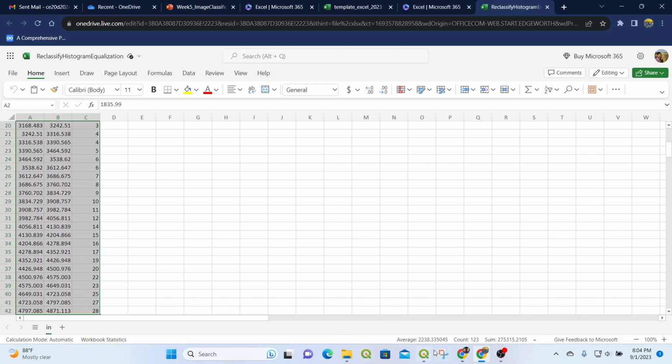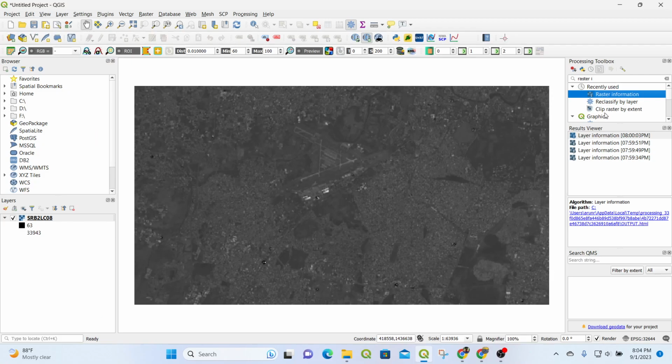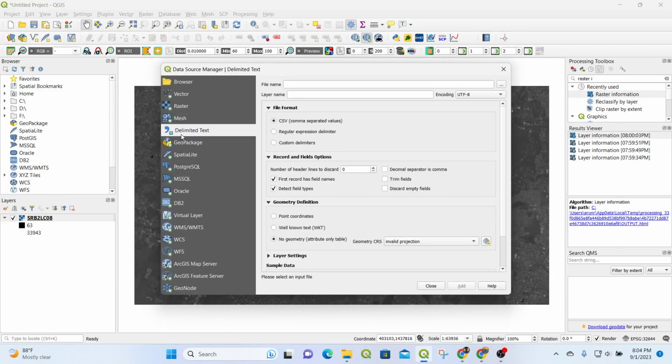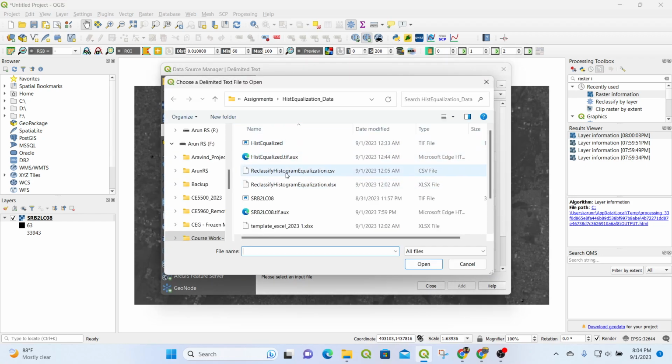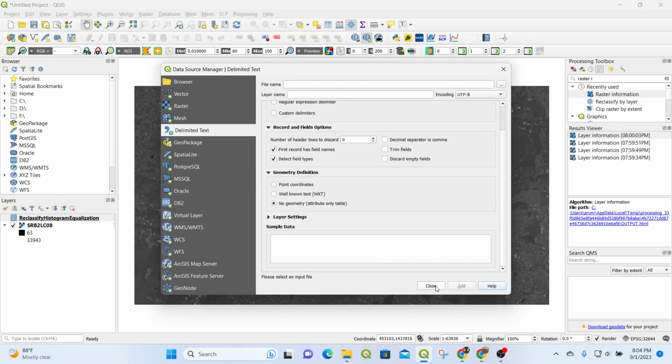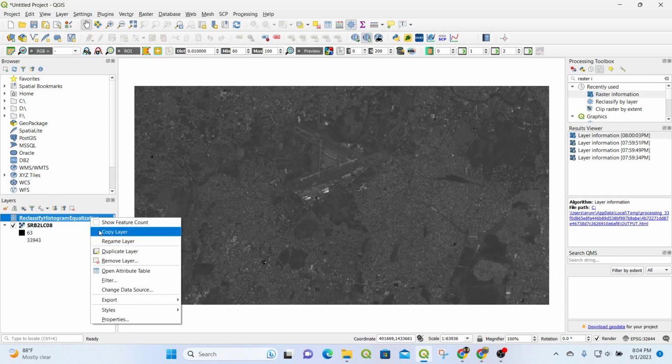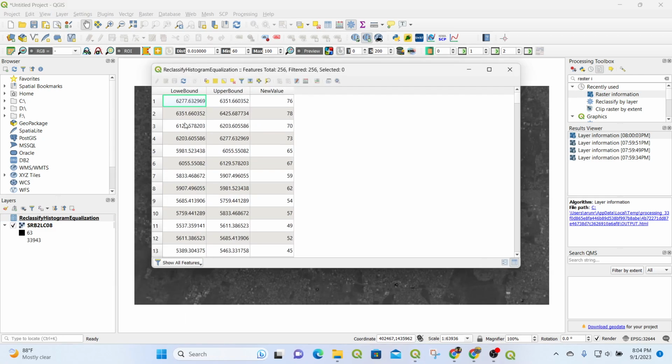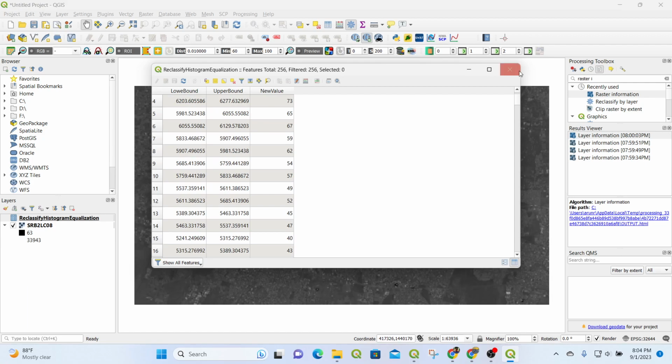I have already done that, so I am going to open that in QGIS. Open delimited text. This is the CSV file, .csv. We need to open that, and here you need to select no geometry, so it will get added as a table. This is the table. You can right click on it, open attribute table, and you will get the values.